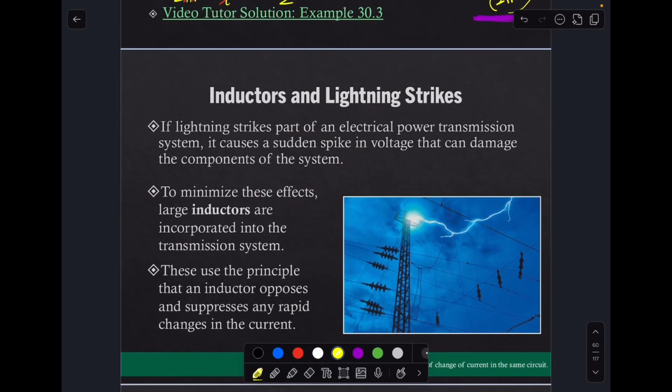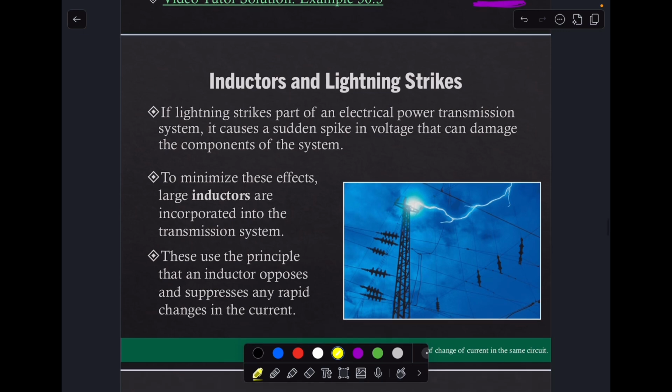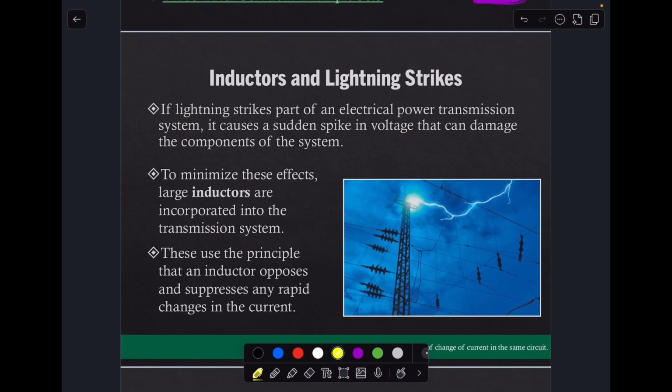Let's talk about some more applications of these things, inductors, that is, the things being inductors. So you may have looked at some power lines and you look up and you're like, what are these lumpy things attached to the wires? Okay, why are they there? Well, those are inductors. And their purpose is to absorb sudden changes in current, okay?